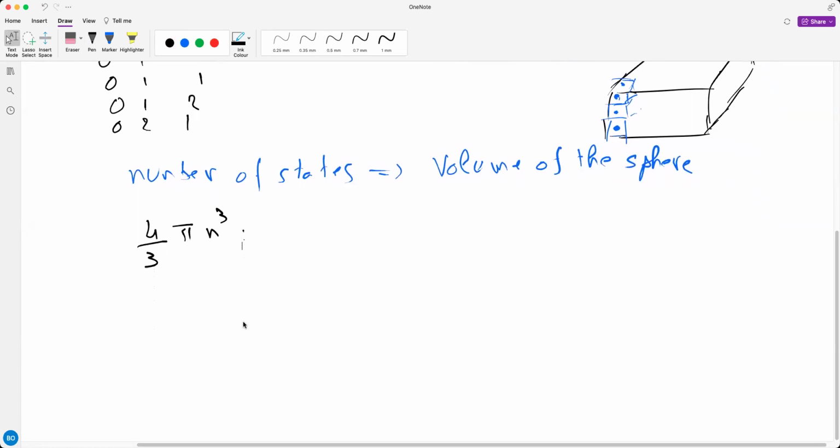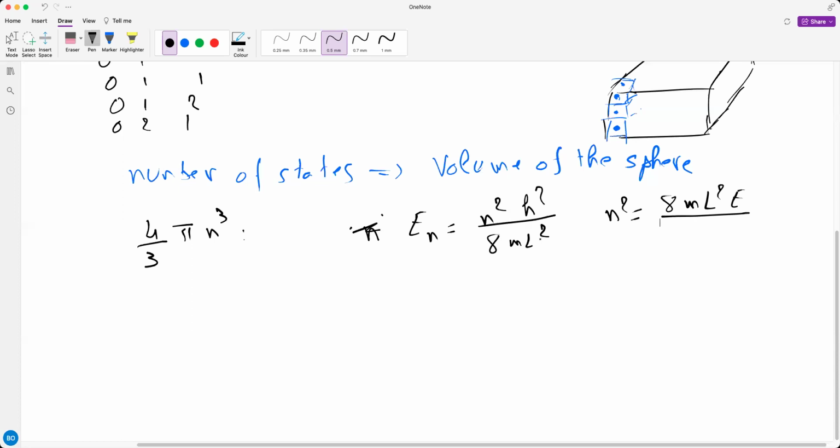Now, what is n? If you remember, the energy is equal to n squared h squared over 8mL squared, which means n squared is equal to 8mL squared E divided by h squared, which means n is equal to 8mL squared E over h squared, to the power of 1/2.